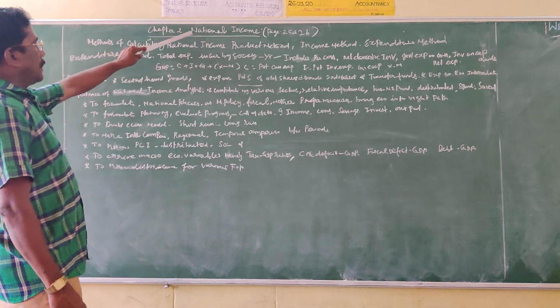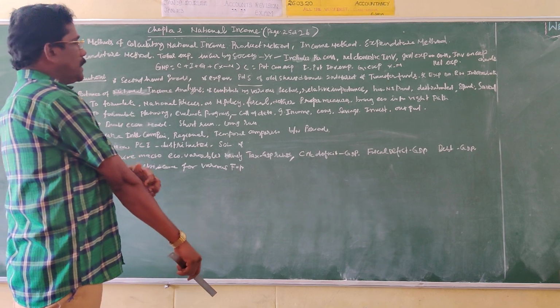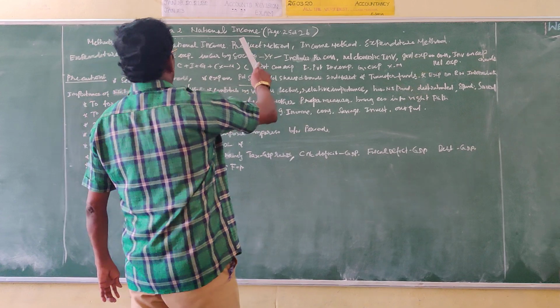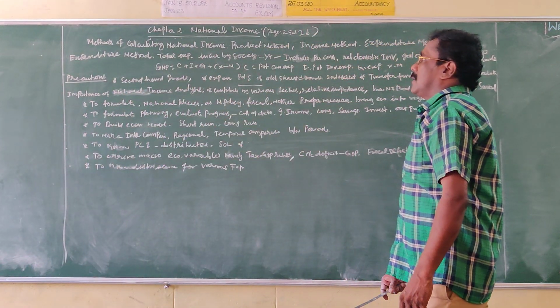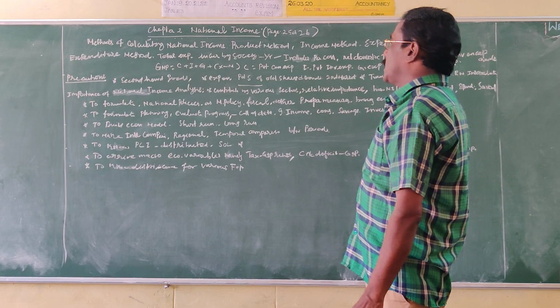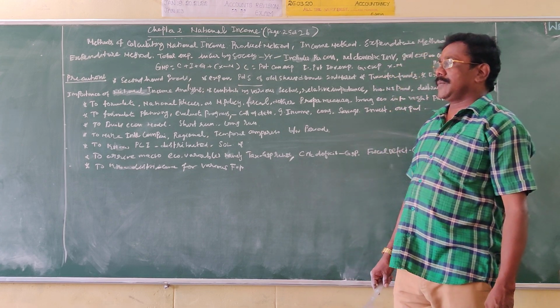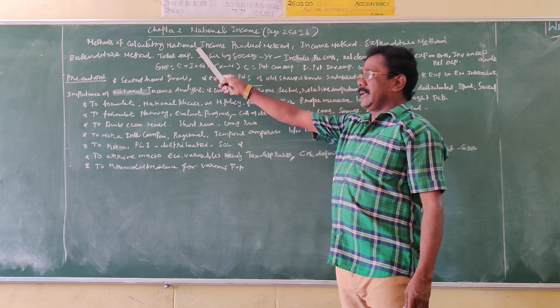Second chapter, national income. In the previous classes, for the past 2 days, we saw the meaning of national income, the definition of national income, basic concepts of national income, and the methods of calculating national income. That is all we saw in the previous classes. Of the methods of calculating national income, we saw two methods already.